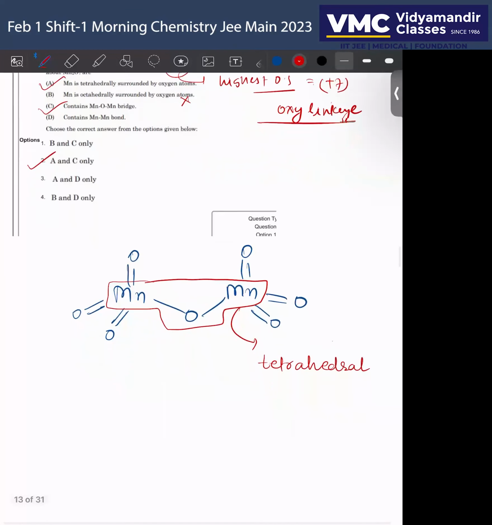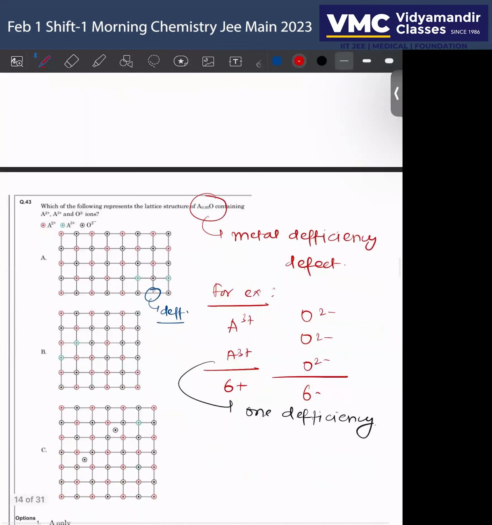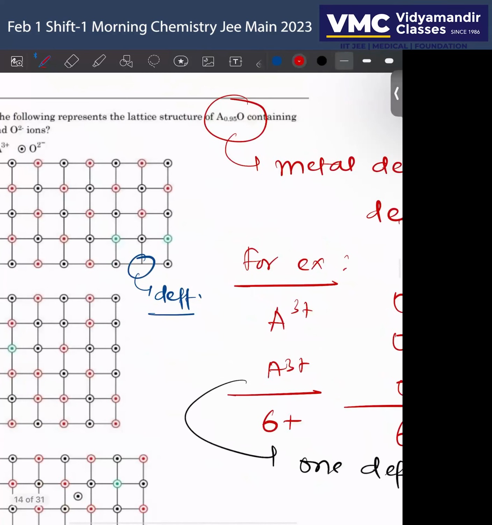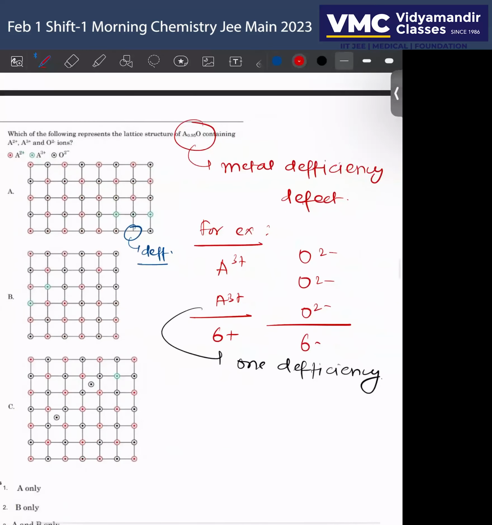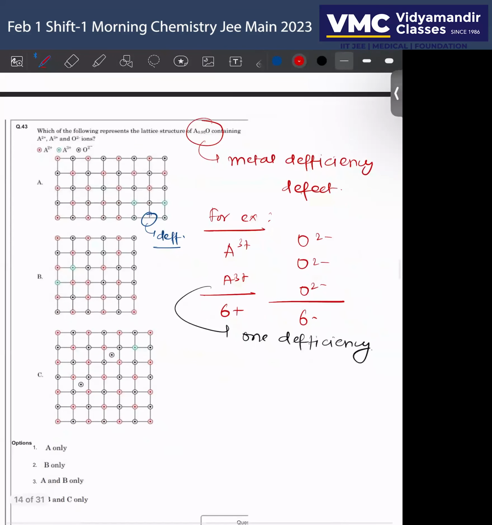Moving on to the next question. Question number 43 says: which of the following represents the lattice structure of A0.95O containing A2+, A3+, and O2-? See, it is a metal deficiency defect. Here, for example, if I take O2-, 3 atoms of oxygen, the total negative charge will be 6 minus. And if I replace A2+ by A3+, there will be one deficiency produced here. Hence, it is a deficiency defect. You can see that in option number 1, there is one deficiency. So option number 1 matches the same. Therefore, it is the correct answer.